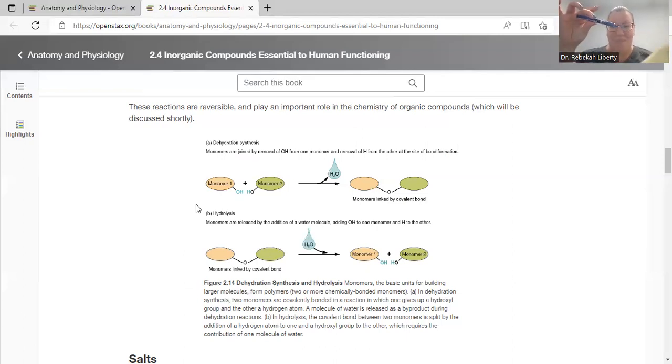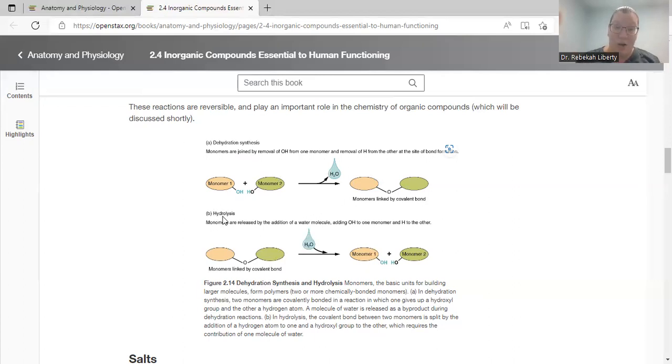Okay, I have to uncap the pen so it can interact with the paper. If I want monomer 1 and monomer 2 to connect together, we have to take off the H2O. So dehydration synthesis means that we end up with things that are stuck together because we took out a water. The opposite of that is true.